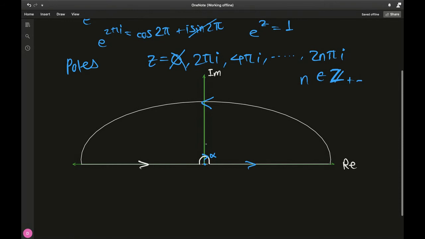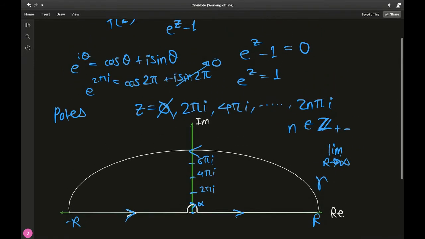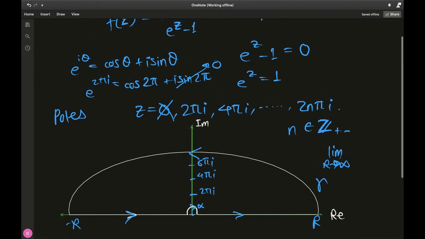Z equals 2 pi i is somewhere over here on this imaginary axis. 4 pi i is on top of that, twice the distance. 6 pi i likely this way, and since this r, this outer casing of radius r, we let that go to infinity in the limit when we were basically doing the estimation lemma and also the integration. Because of that, we can accommodate inside the contour an infinite number of poles excluding 0. So we can accommodate 2 pi i, 4 pi i, and going on till infinity.